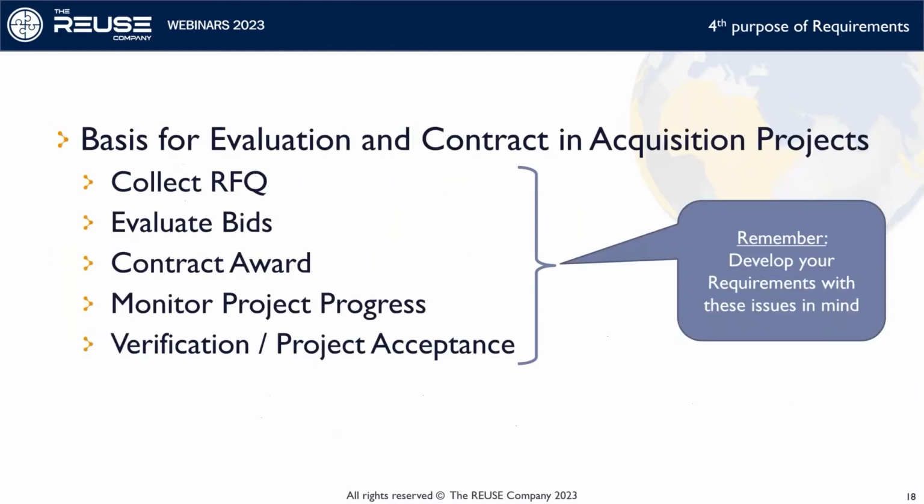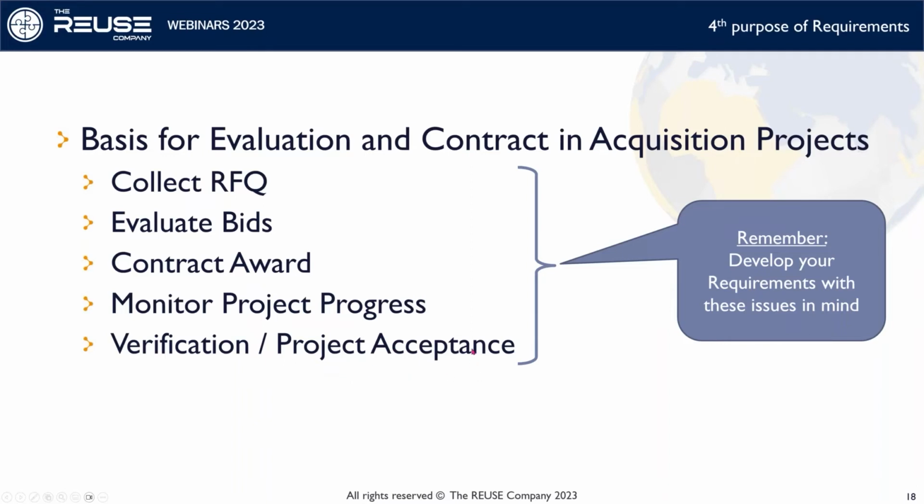But to this, I would wish to add a fourth purpose, meaning that requirements are actually the basis for your evaluation and contract signing in an acquisition project. To do this, you need to collect requests for quotation replies. You need to evaluate bids, and after evaluation and negotiations, award contracts, and you need to monitor progress of the project after contract and verification. Also, project acceptance is a key thing in here.